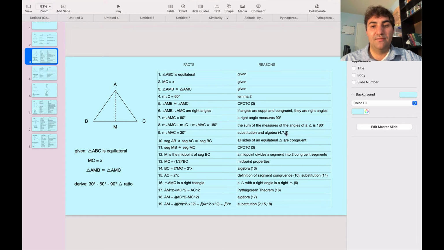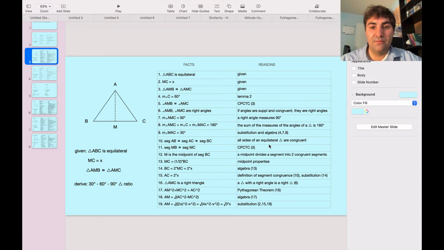The sum of the measures of the angles of a triangle is 180 degrees. So if we look at this triangle, measure of angle AMC plus the measure of angle C plus the measure of angle MAC is equal to 180. So we're just looking at triangle AMC, right? If I substitute what I have in statement 4 and statement 7 into statement 8 and do some simplification, we get measure of angle MAC is equal to 30 degrees. So we're dealing with a 30, 60, 90 degree triangle here.